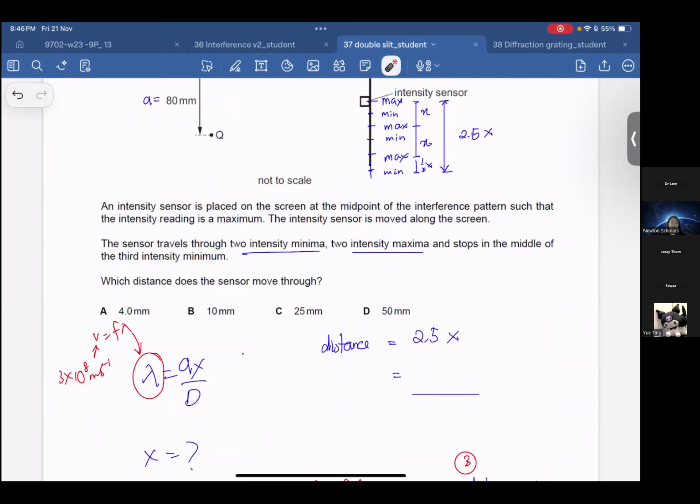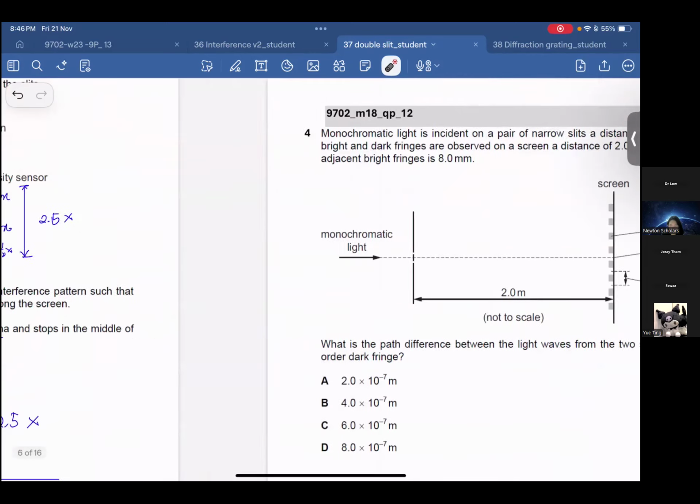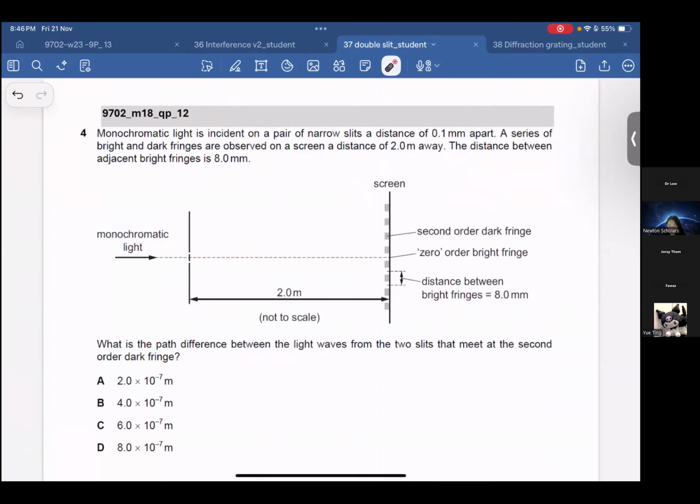Okay, so we go to question number 4. Next page, let's go. Monochromatic light is incident on a pair of narrow slits at a distance. Read the question. Narrow slit, so this is a. A series of bright and dark fringes are observed on a screen at distance, so this is D. The distance between adjacent bright fringes is x. Bright to bright is x.